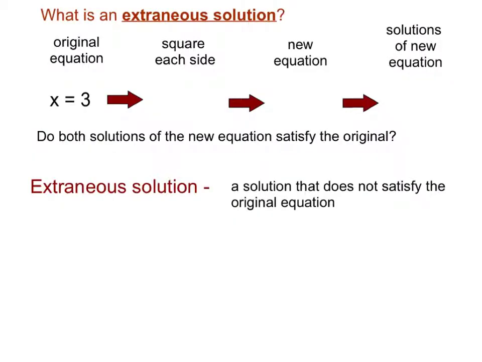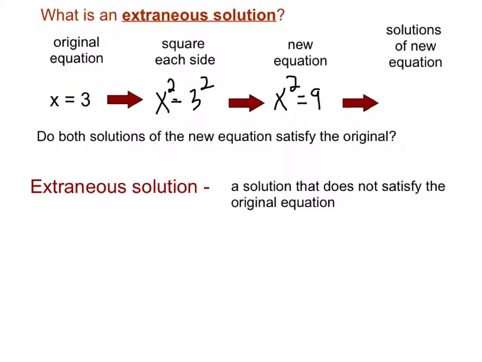Okay, I would like to talk about what is an extraneous solution. An extraneous solution is a solution that does not satisfy the original equation. In other words, if you plug the number back in, it won't work. It won't give a true statement. So let's just pretend our equation is x equals 3. Okay, x equals 3. Fair enough. What if I square both sides? So I get x squared and then I get 3 squared. So my new equation is x squared equals 9.